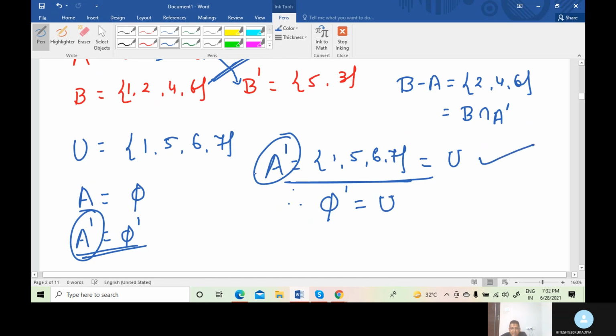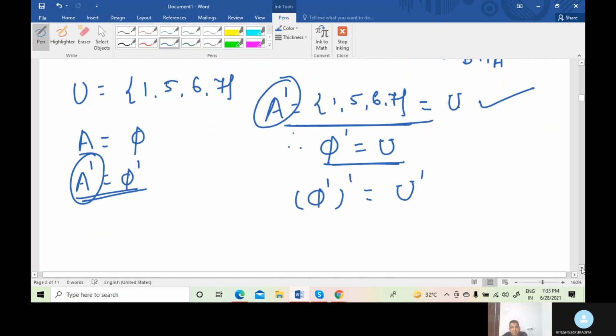Compare these two results. A dash equals universal and A dash equals phi dash. The LHS are equal. Okay, so the complement of the void set equals the universal set. This is the most important result. Now again take the complement on both sides. Again take the complement on both sides. So here the universal set.